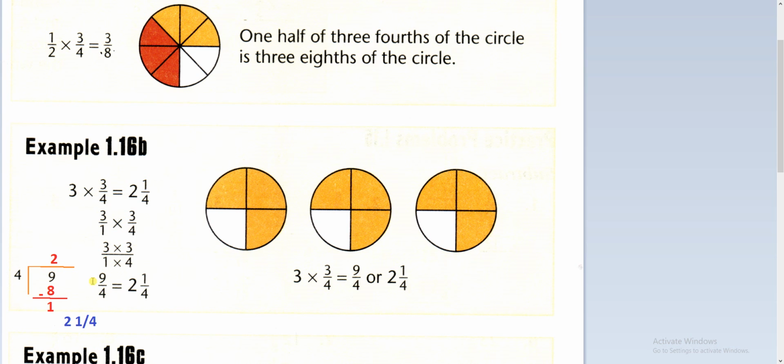Now this is an improper fraction, so to reduce it, you put it in your divide box, and 4 will go into 9 2 times, and then 2 times 4 is 8. You subtract that, it leaves you with 1, and then you take the 1 and put it over the 4 as your remainder. Instead of putting the R1, you write it as a fraction. So the answer to that one would be 2 1/4.